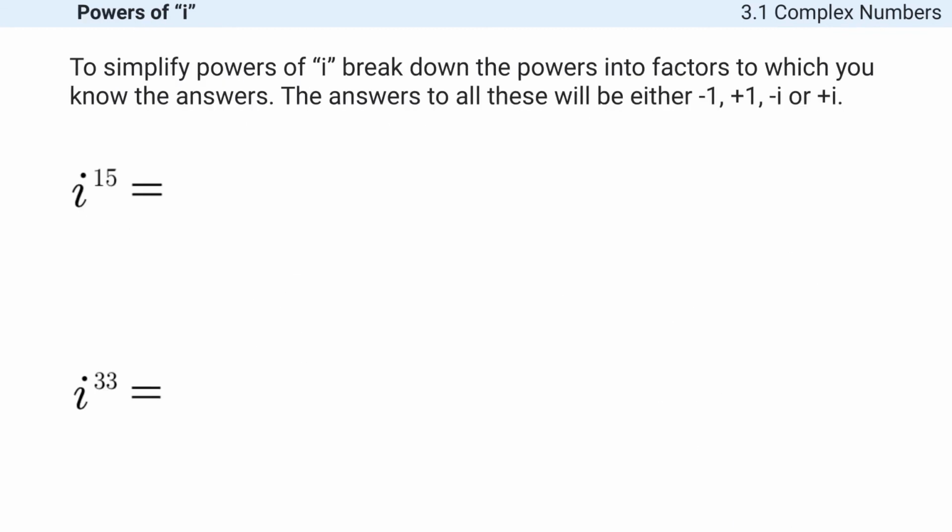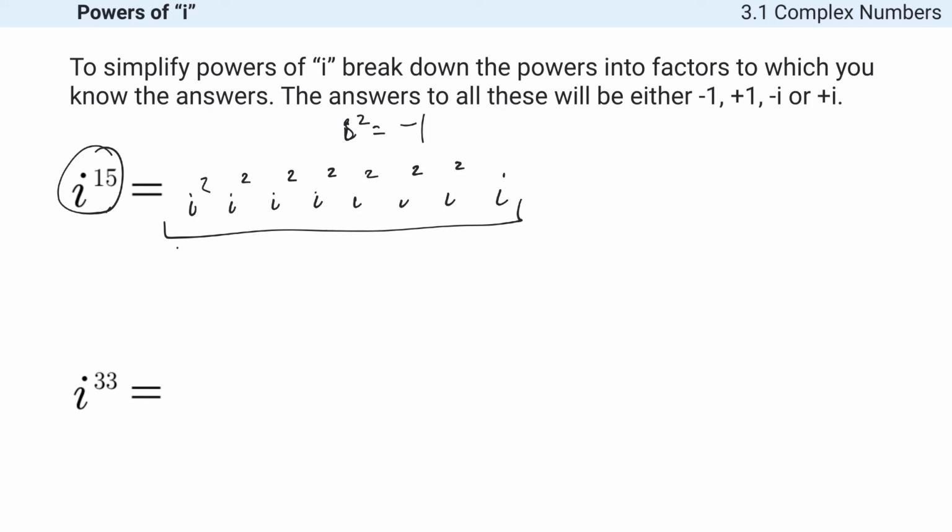Okay, in this section we're looking at powers of I. This is maybe just a little exercise in looking at factors and seeing if you can simplify things. If I know that I squared is equal to negative 1, then if I have a higher power of I, like I15, I can break that down into factors. So I could say that's the same as I squared times I squared times I squared. How many do I have to do? That's 8, 10, 12, 14, 15. There. So I15 is the same thing as this.